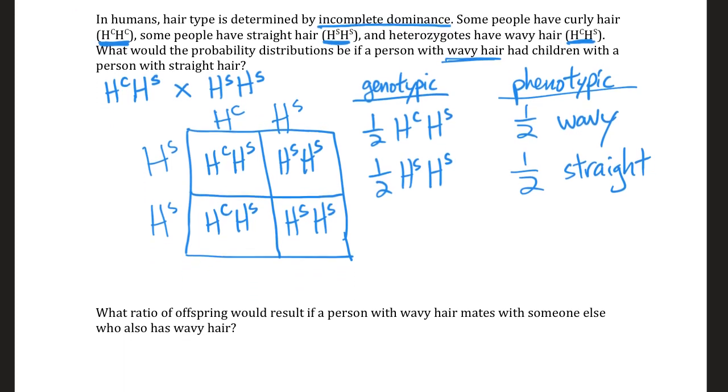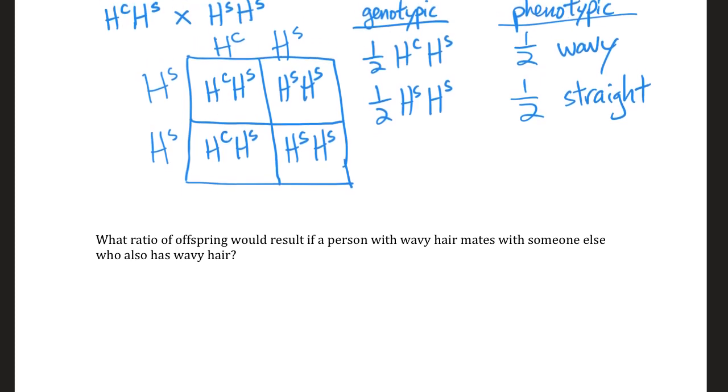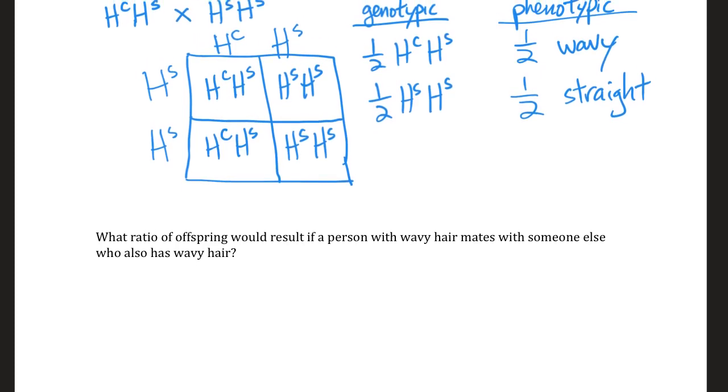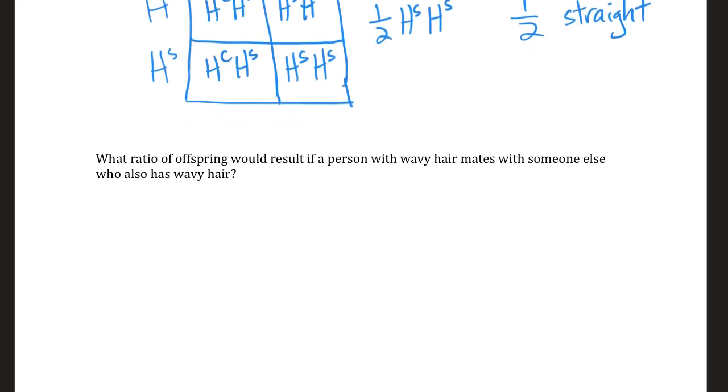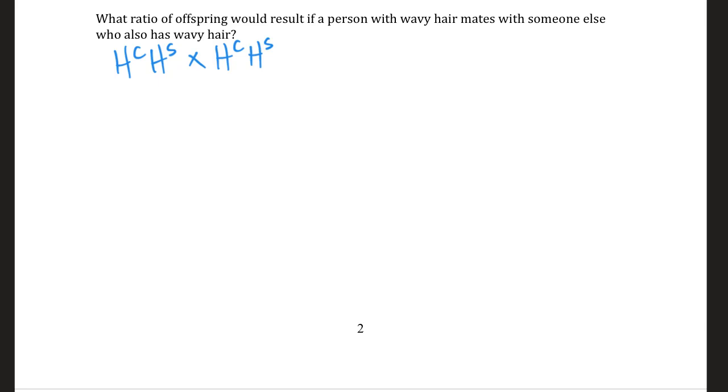Okay, let's move this up. It says, what ratio of offspring would result if a person with wavy hair mates with someone else who also has wavy hair? Okay, so let's take a look at what the cross would look like. So wavy hair is HCHS crossed with HCHS. And let's draw the Punnett Square.